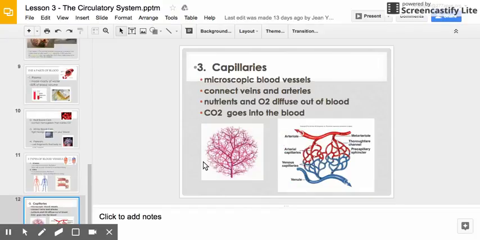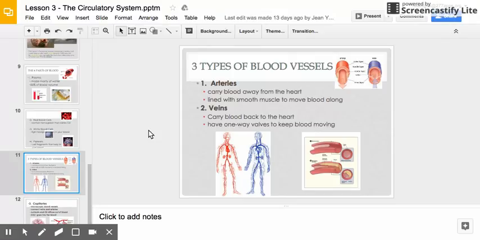There are 3 types of blood vessels. Arteries carry blood away from the heart. Artery and away both start with the letter A. They are lined with smooth muscle to help move blood along. So you'll see here this artery, it's a pretty smooth picture, and it just pushes the blood out away from the heart and through the body.